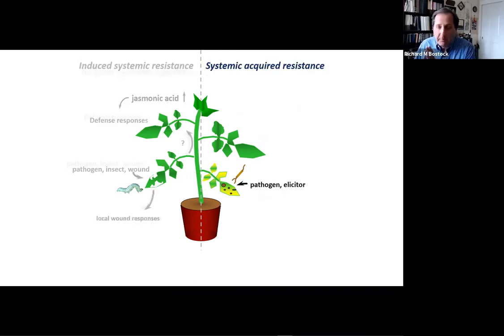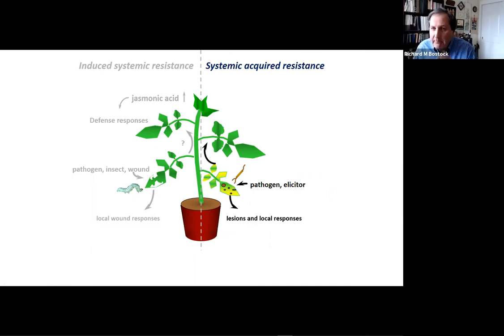On the other side of the plant, using my model plant here, certain kinds of pathogens or elicitors on the lower leaf will lead to lesions and local responses. So this leaf is pretty much lost to the cause. It's sort of the sacrificial lamb. But from that leaf, though, are signals that are generated.